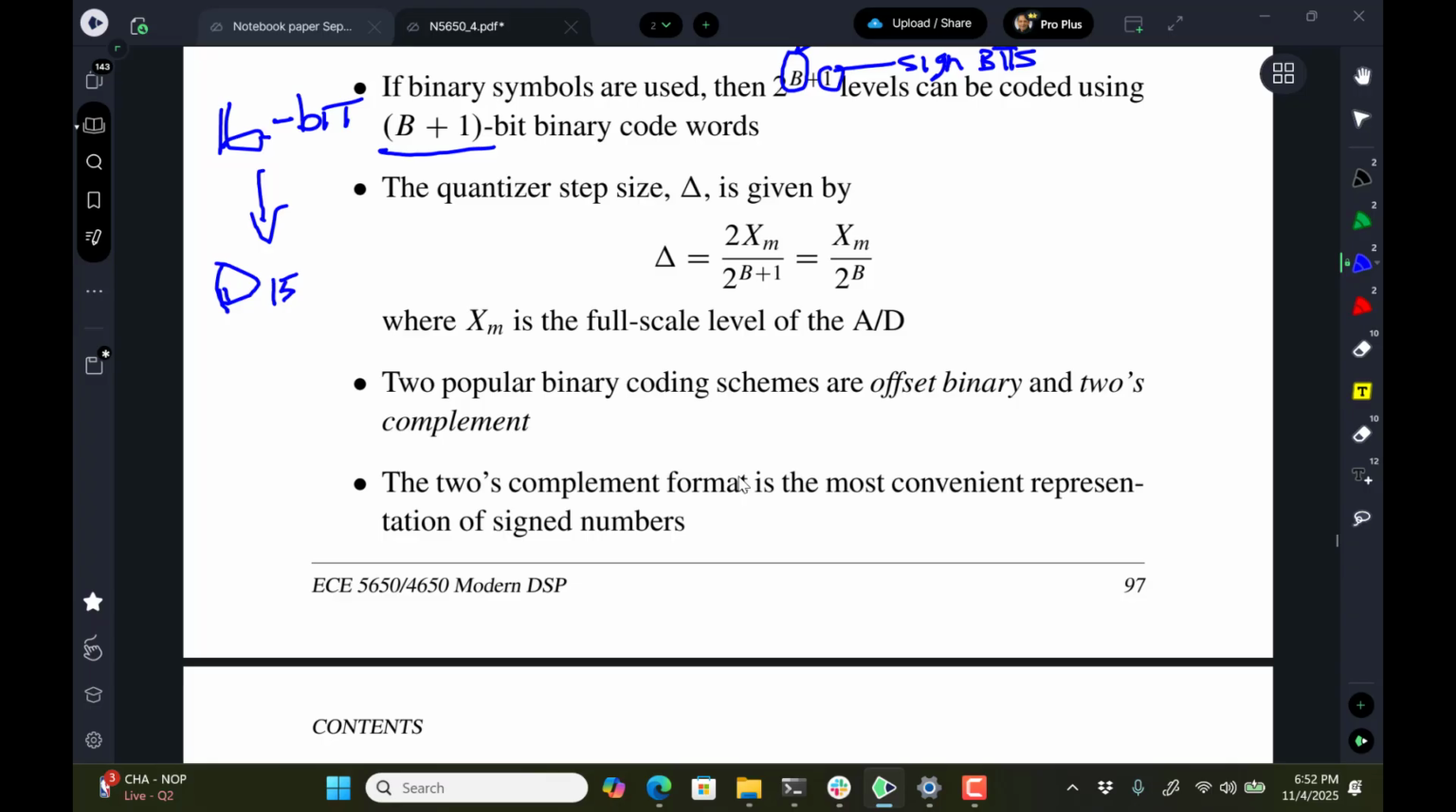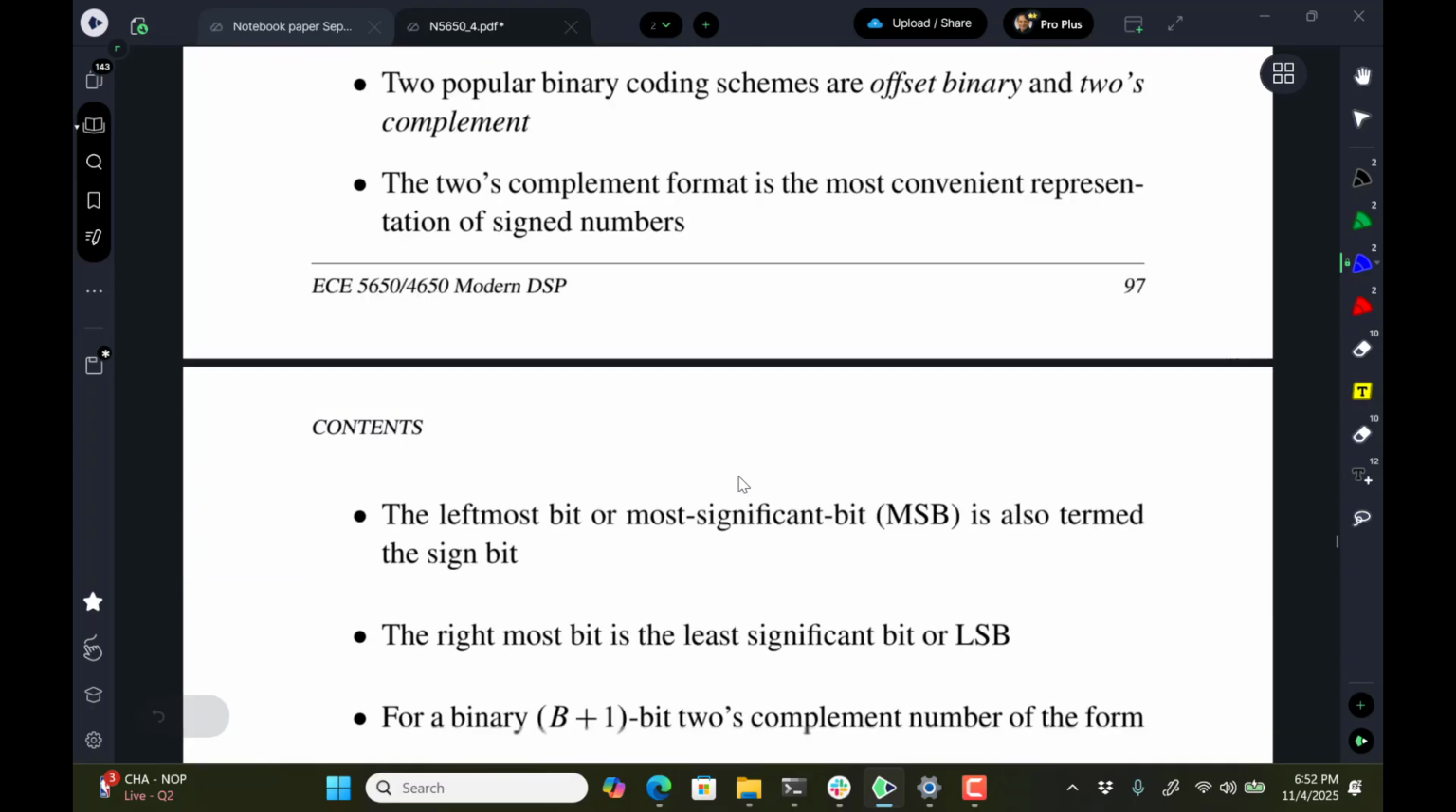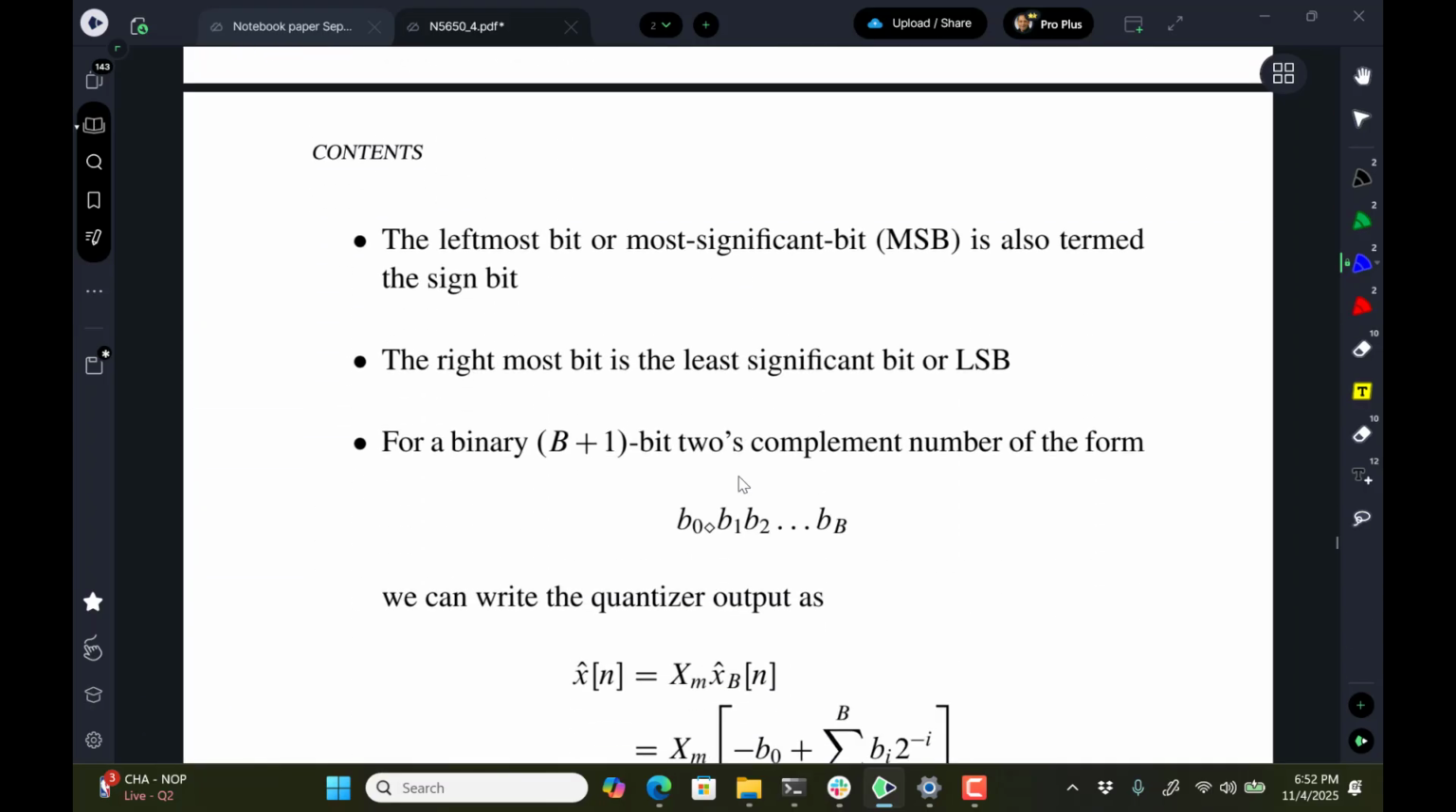So we know the leftmost bit is the MSB, and it's also known as the sign bit. The rightmost bit is the LSB. And what we're thinking of here in our math modeling is a binary point 1 bit to the right of the leading bit B0. So B0 is like our sign bit, and all the bits to the right of that binary point are our magnitude bits.